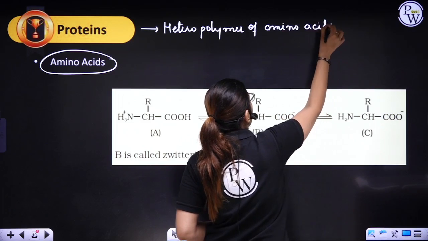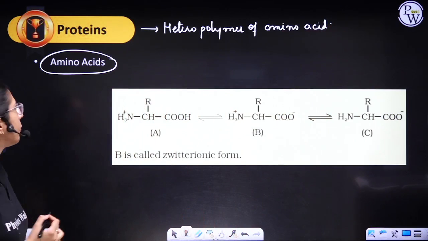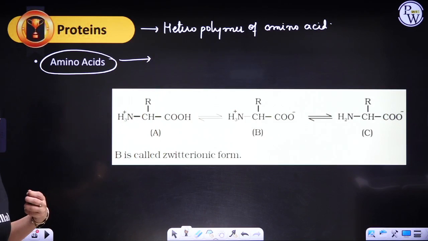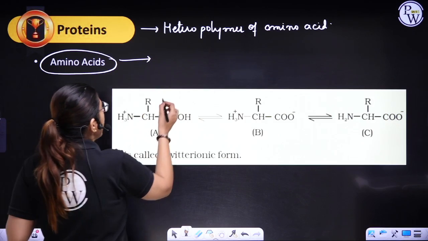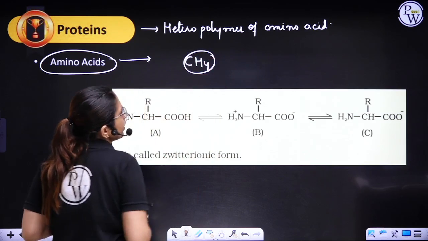Heteropolymer of amino acids. Heteropolymer means different amino acids are joined together. Amino acids, what are they? Amino acids are those which have one amino group and an acidic group. So here it is like a CH4 group, and we have modified the CH4 group.